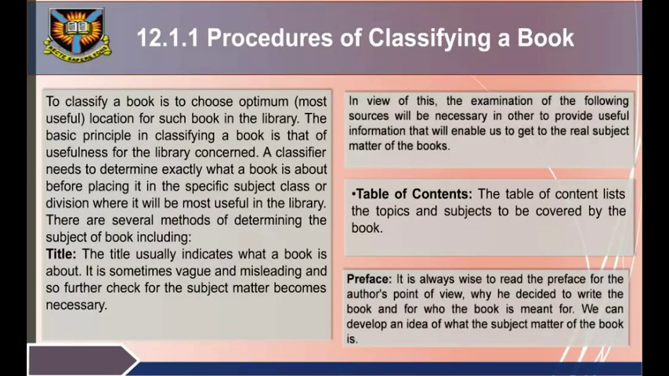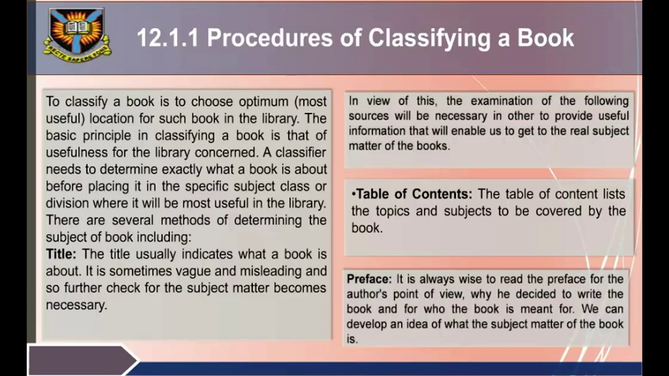Procedures of classifying a book. To classify a book is to choose the optimum, most useful location for such book in the library. The basic principle in classifying a book is that of usefulness for the library concerned. A classifier needs to determine exactly what a book is about before placing it in the specific subject class or division where it will be most useful in the library.